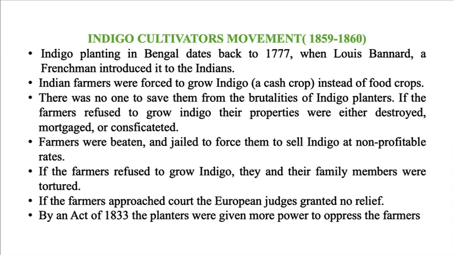There was no one to save them from the brutalities of indigo planters. If the farmers refused to grow indigo, their properties were either destroyed, mortgaged or confiscated. Farmers were beaten, they were jailed to force them to sell indigo at non-profitable rates. If the farmers refused to grow indigo, they and their family members were tortured. If the farmers approached court, the European judges granted no relief. By an act of 1833, the planters were given more power to oppress the farmers.